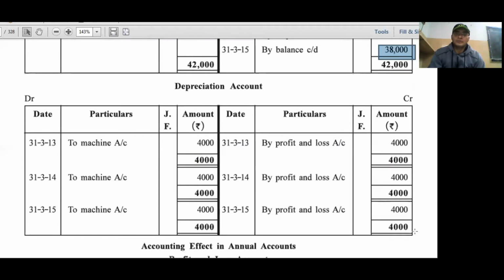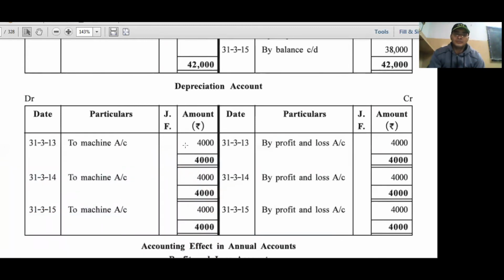Now, after completing this, they have also asked for depreciation account. So what is the common point in depreciation account? Every time on debit side, it is machinery account, machinery account, machinery account. Credit side, P&L account, P&L account, P&L account for 3 different years. First year, then second year, then third year.